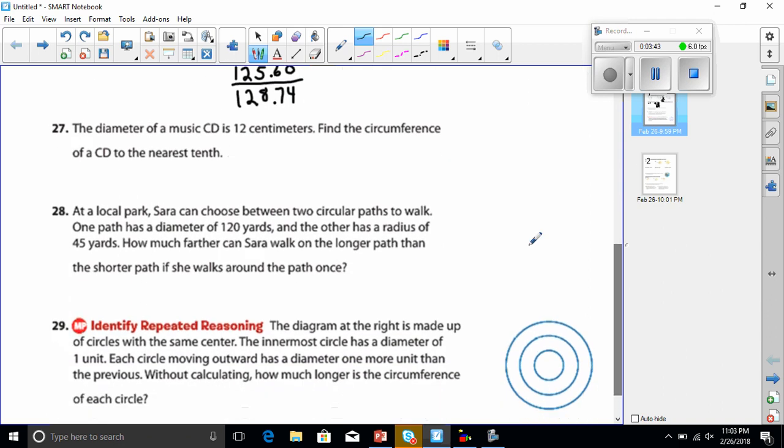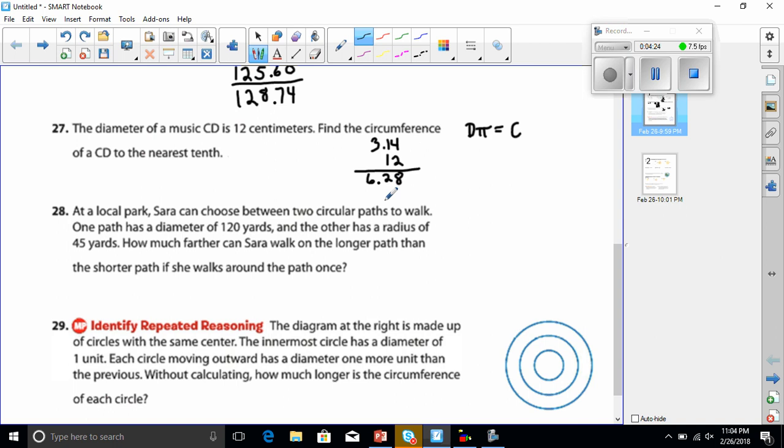It says the diameter of a music CD is 12 centimeters. Well, it tells us to find the circumference of the CD to the nearest tenth. Since we're doing 12 here, and that's the diameter, we know that the formula is diameter times pi will give us the circumference. So automatically that's going to be 12 times 3.14. I'm going to put it the other way. 3.14 times 12. And this time we'll have 6.28.